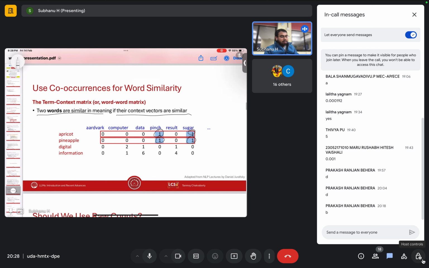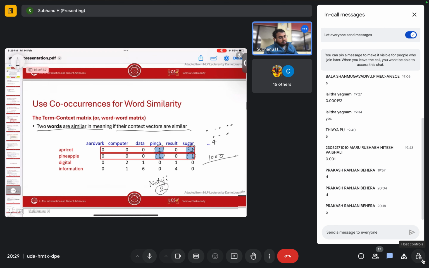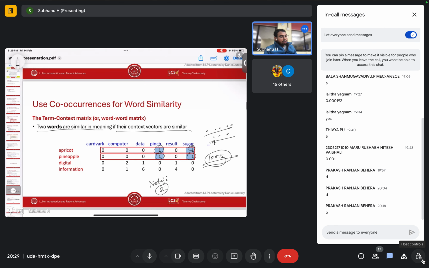But the problem is that you will find there are many full stops in the sentences in your database. You will count them 100 times, 1,000 times. Suppose Netaji came only twice in your database, but the full stop came 1,000 times. So the full stop will get more priority than Netaji, or Gandhiji.